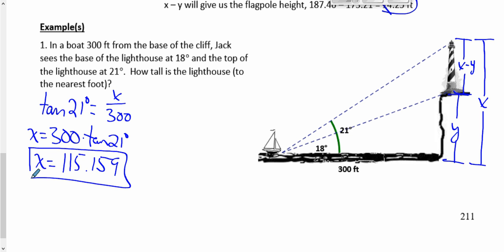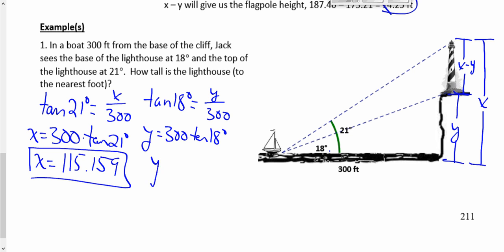Then circle it. Now for just the height of the cliff, I'm using the 18 degrees, right? So now that's opposite over adjacent again. So it's a tangent again. Tangent of 18 degrees equals Y over 300. So Y equals 300 tangent of 18 degrees. And you should have gotten 97.476. Right? Or 97.48.